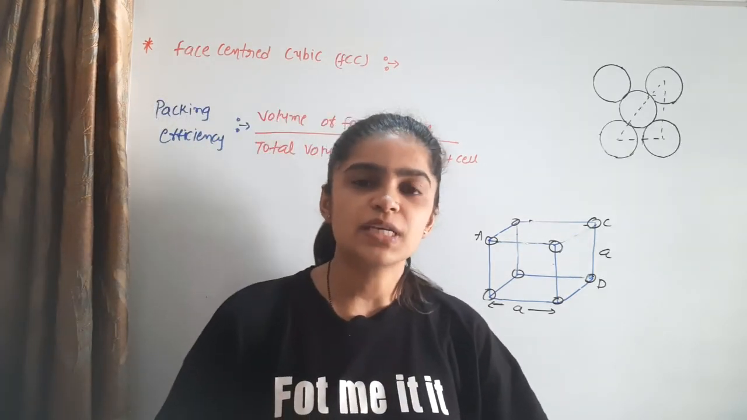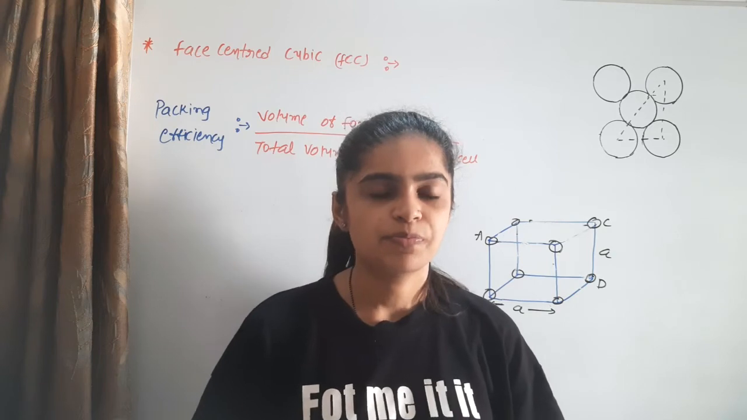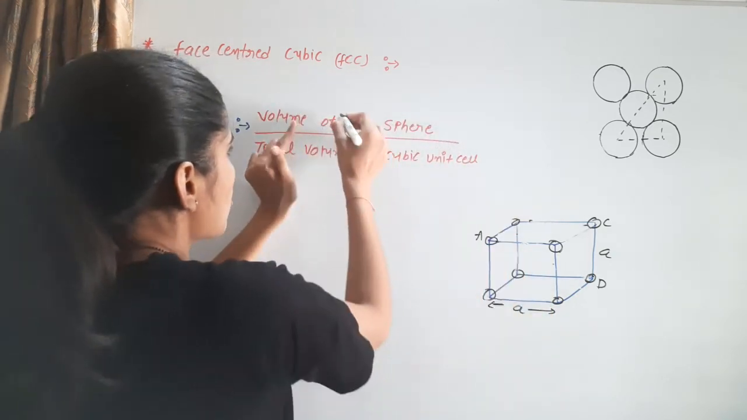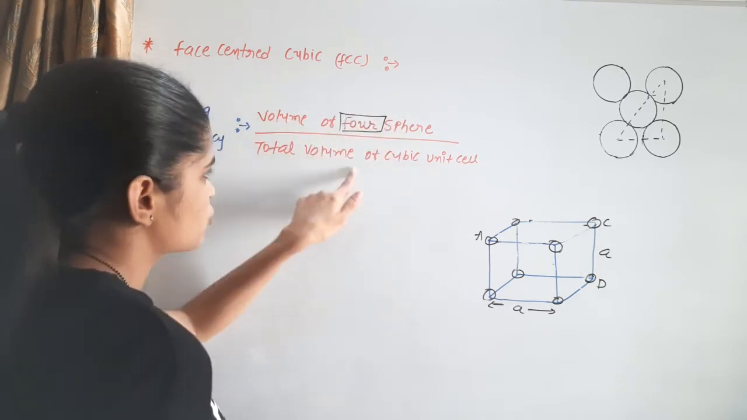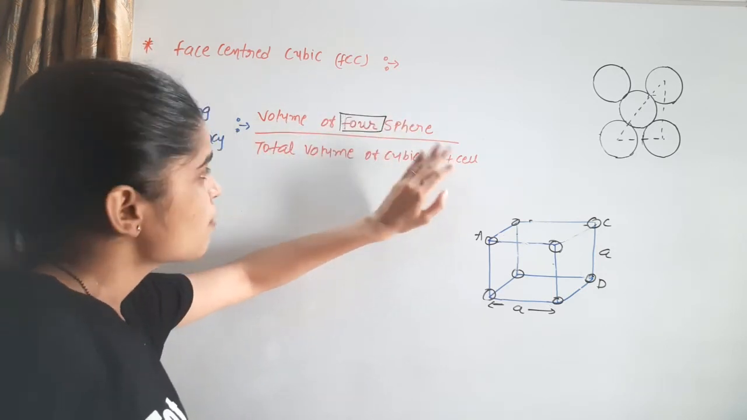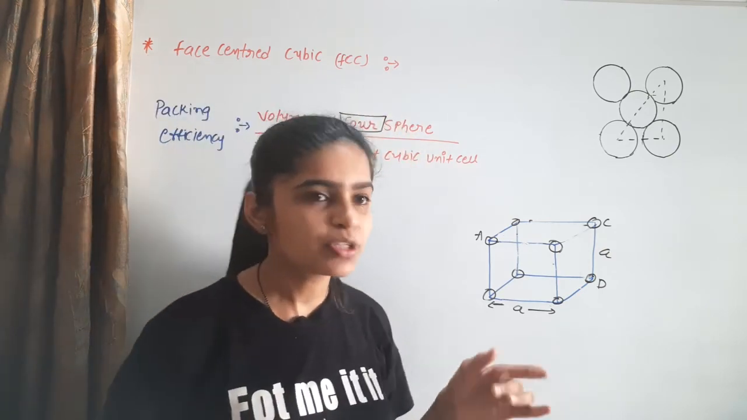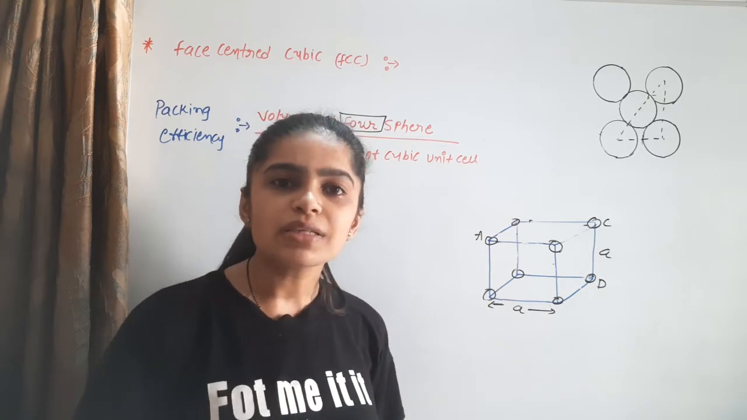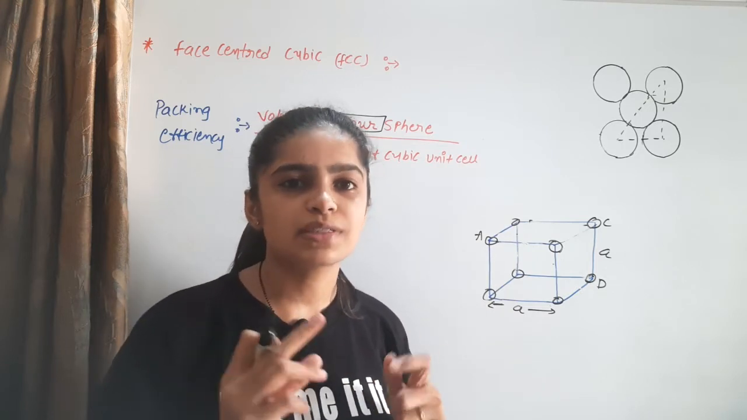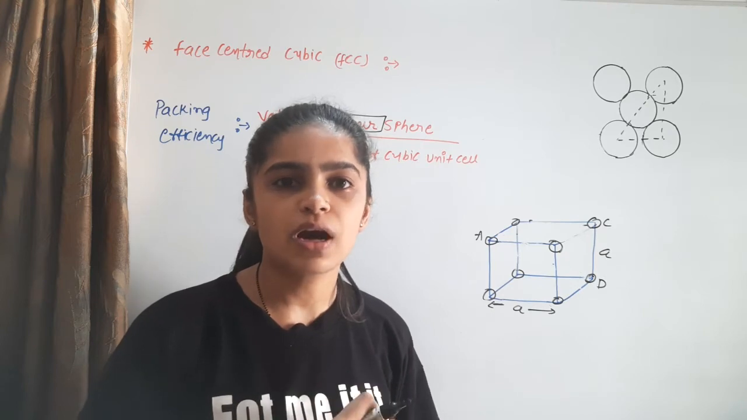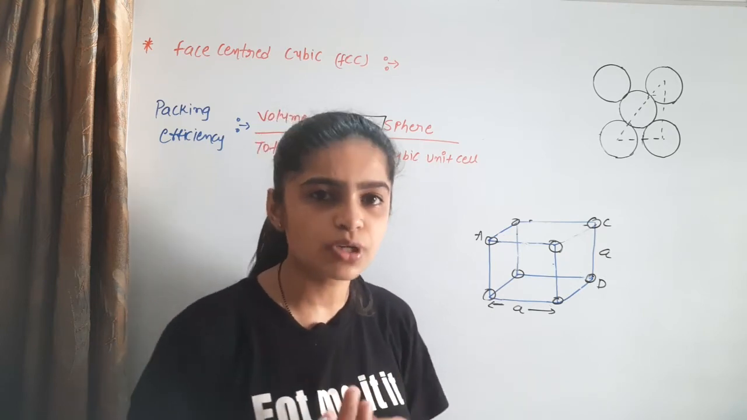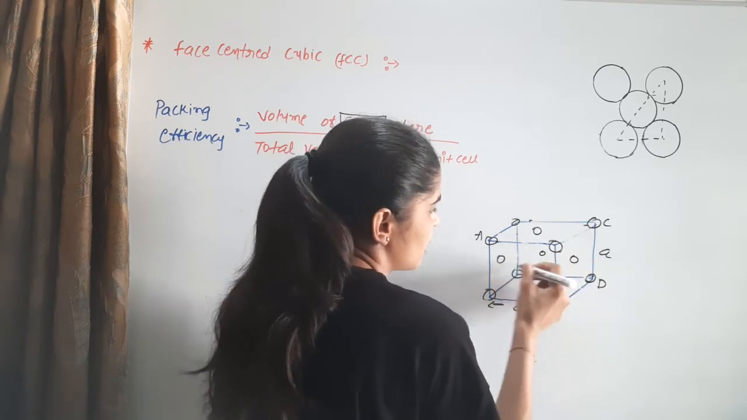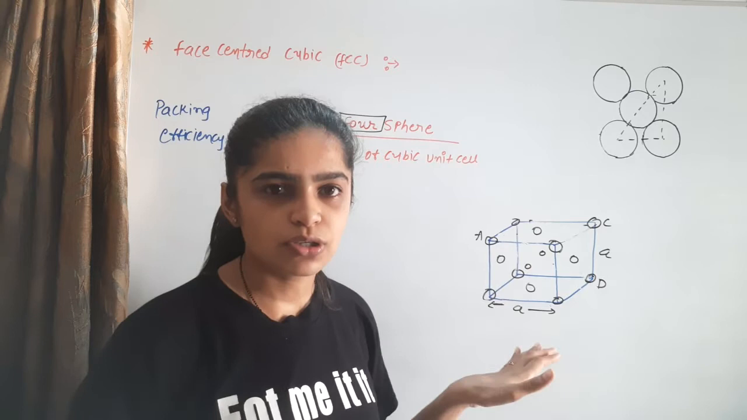Next is packing efficiency in FCC or HCP. In FCC, face centered cubic, packing efficiency is the volume of 4 spheres divided by the total volume of the cubic unit cell. Why is this 4? Because the 8 corners give 1 atom, and for the face centers, 6 faces are present and each contribution is 1/2. So 6 into 1/2 is equal to 3. That way this is the face 1, 2, 3, 4 and 5, 6. So this is the face centered cubic.